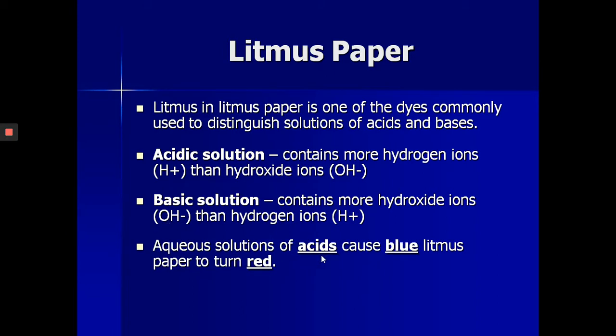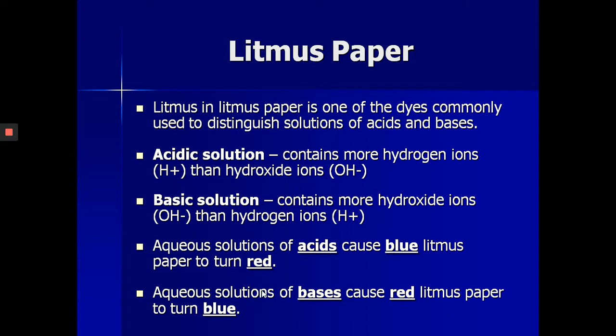So any acid will cause the blue litmus paper to turn red. And the aqueous solution of a base will cause a red litmus paper to turn blue. A lot of you guys probably use litmus paper in biology class. In chemistry class, typically we actually use something better called a universal indicator, which will actually react to both acid and base.